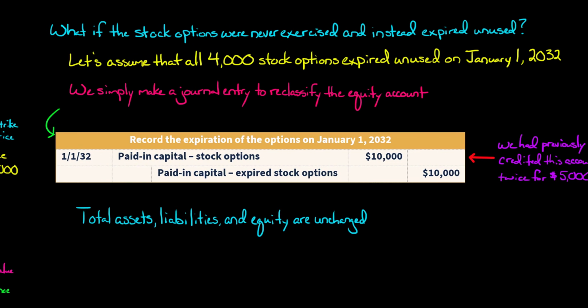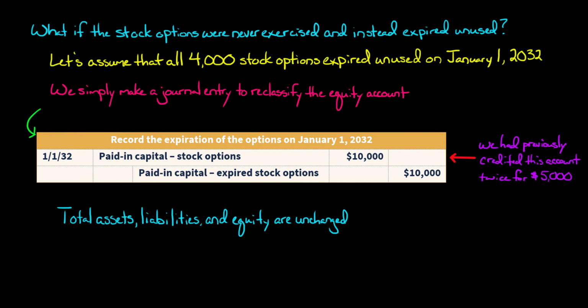Well, if that's the case, we also need to make a journal entry. Again, we're assuming the CFO is not exercising the options, and we get to January 1st, 2032, and we say, you know what? Now the options have expired. First of all, we're going to debit, to get rid of that paid-in capital stock options account. Remember that was the thing we credited twice for $5,000. Remember we debited compensation expense for $5,000 and credited this account for $5,000. We did that twice, right? Once each year of the restriction period.